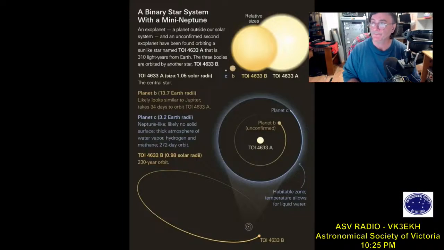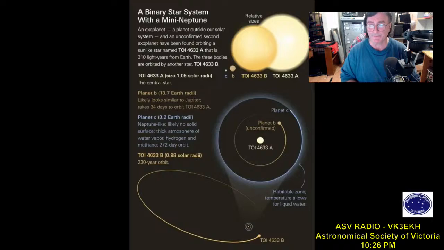Right, so it orbits TOI 4633A every 230 years. The graphic on the screen at the moment, they're saying here that the TOI 4633 star system contains 2 Sun-like stars, a Neptune-like exoplanet, and a second unconfirmed Jupiter-like world. And that little text is about all that.